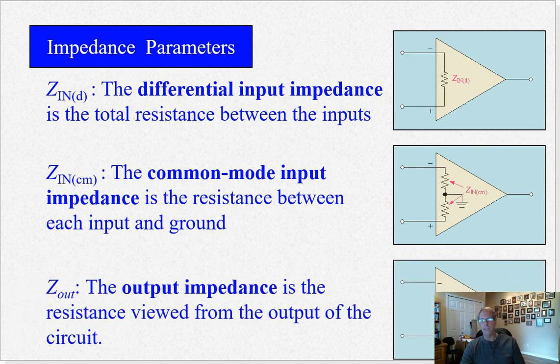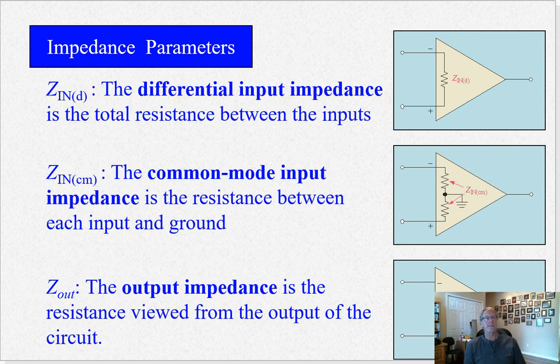And then the output impedance is basically its drive capability. How capable is the op-amp of driving current out of it? Because if you start outputting current, what happens? You drop a voltage across this Z out, this output impedance, and you end up with less voltage. Okay, so we want this Z out to be as low as possible.